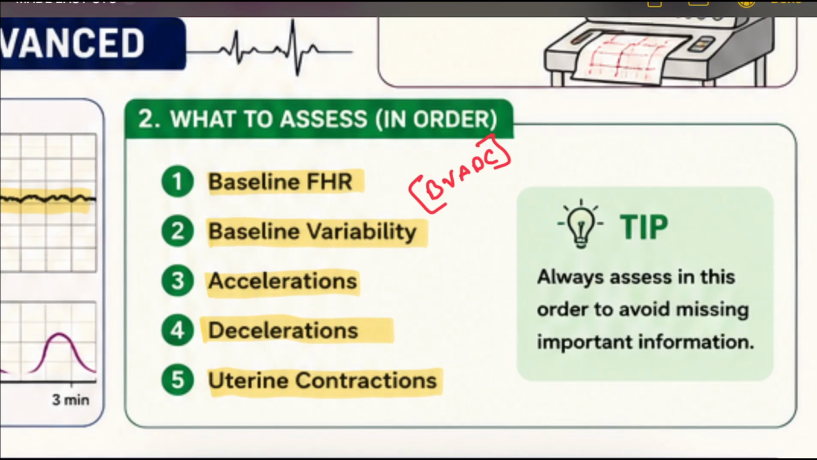Always assess in this order to avoid missing important information, because in OBGYN clinical settings or viva settings, the doctor will give this type of strip to interpret. If you are not interpreting properly, they will take away your marks. That's why it's very important. Next, we can go through each one individually.